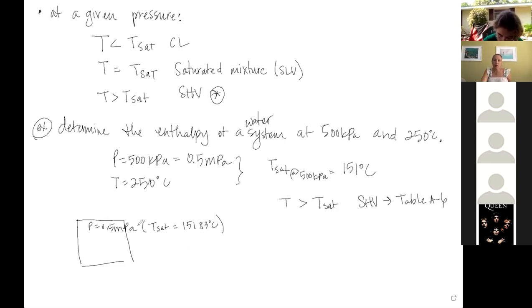All right, so if we look at this little box on table A6, we look at the second temperature down, which is our 250 degrees Celsius, and we look over to enthalpy. Our enthalpy value here is 2,961.0. Am I lining that up correctly? It looks weird with my finger right now. Kilojoules per kilogram.